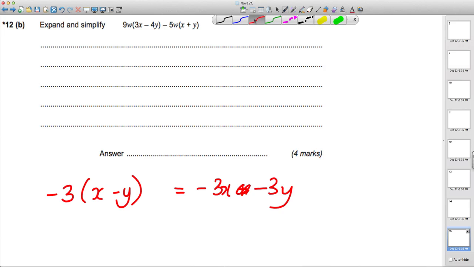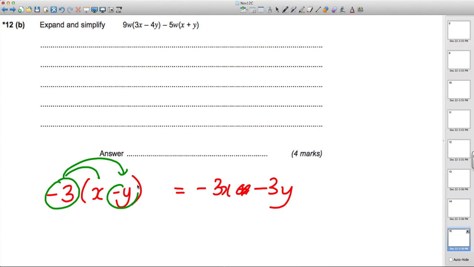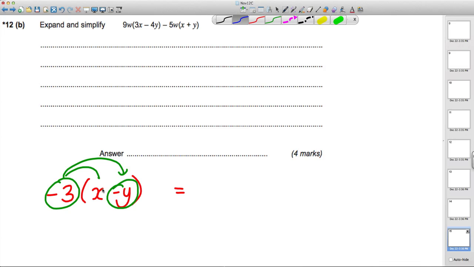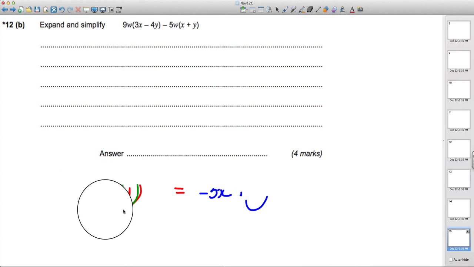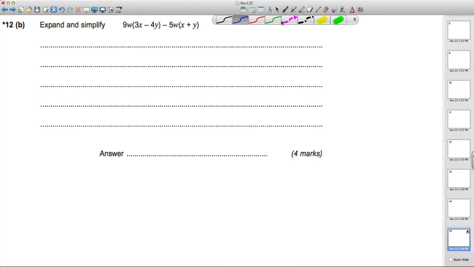What you have to be careful of is that we think of it as negative 3 times x and then negative 3 multiplied by negative y. So if we wanted to work out this answer, negative 3 multiplied by x is negative 3x, negative 3 multiplied by negative y, negative times negatives are positive, so positive 3y. So let's do this when we work on this here.